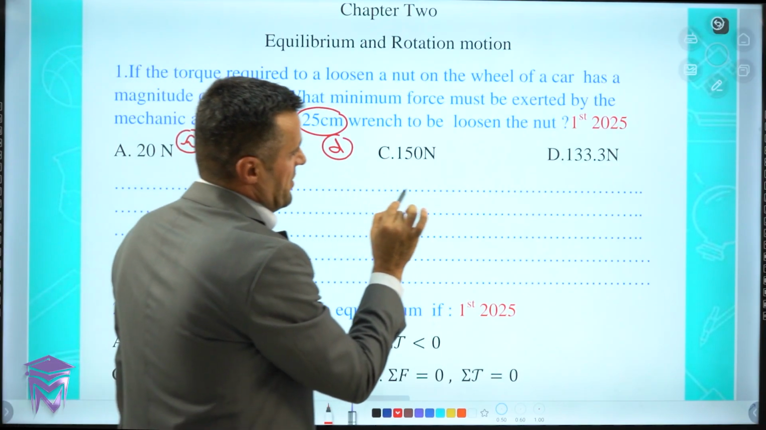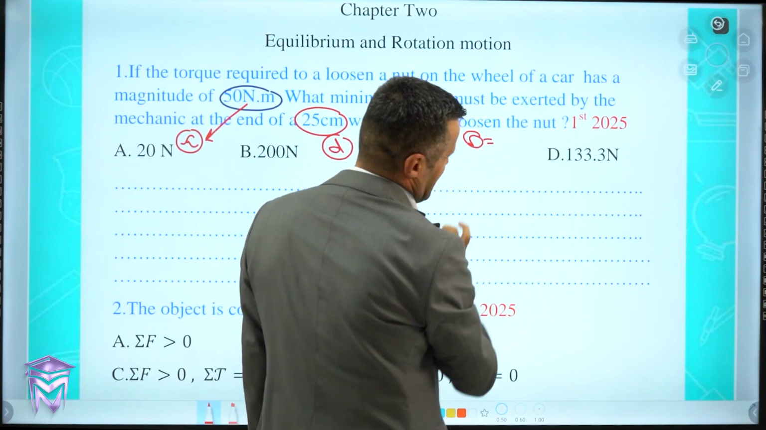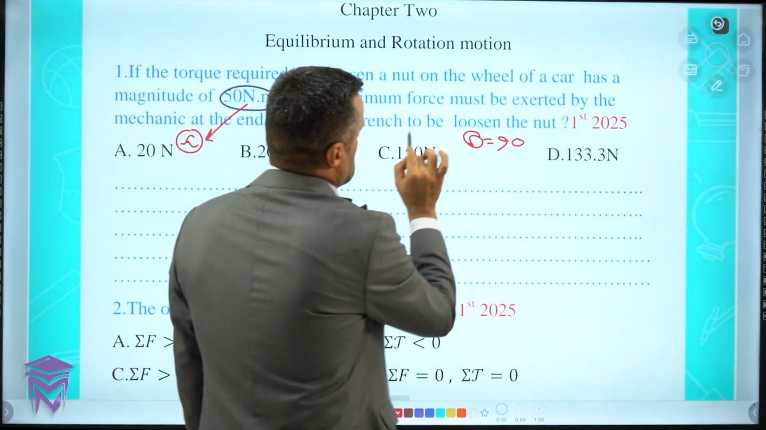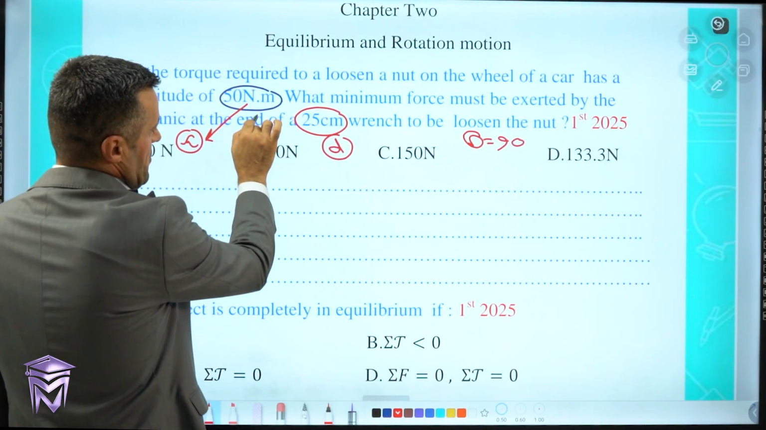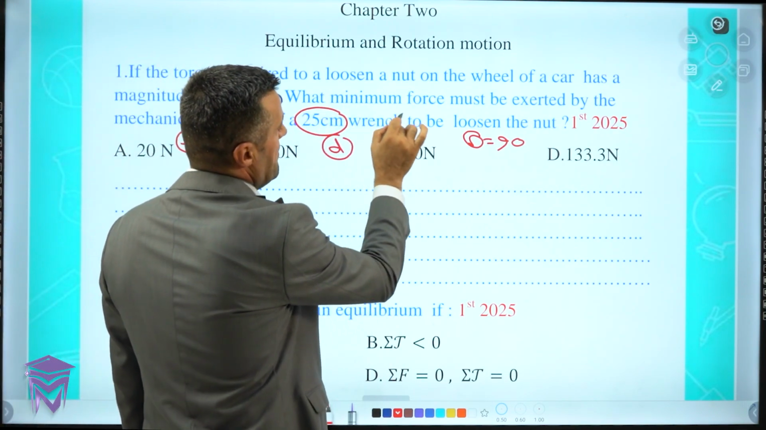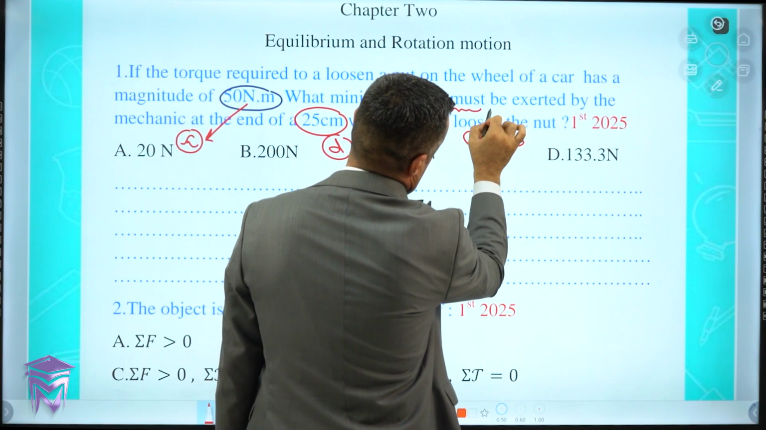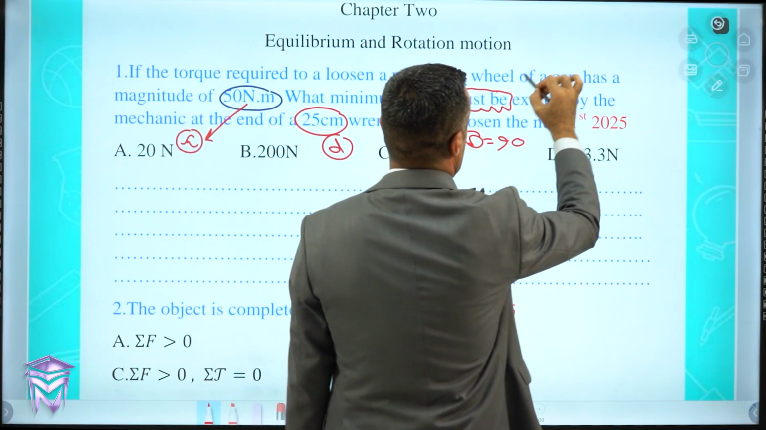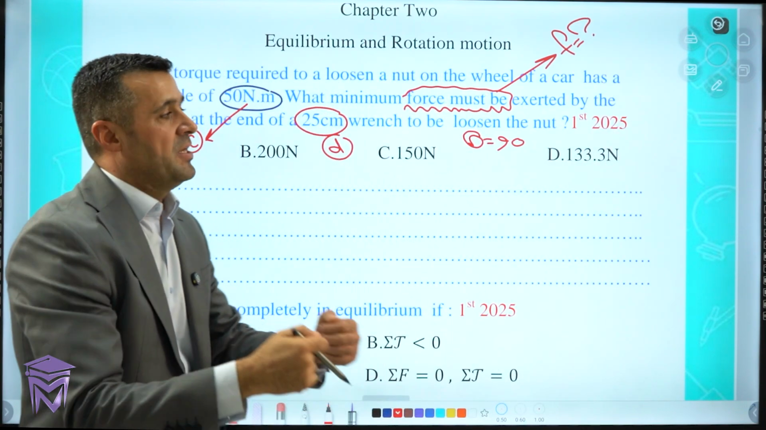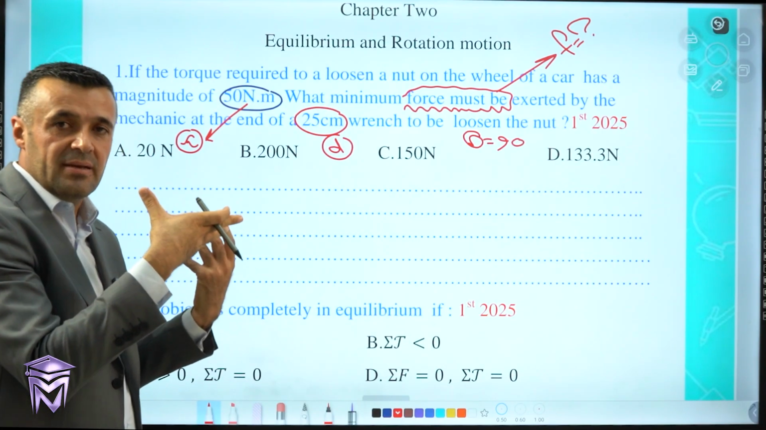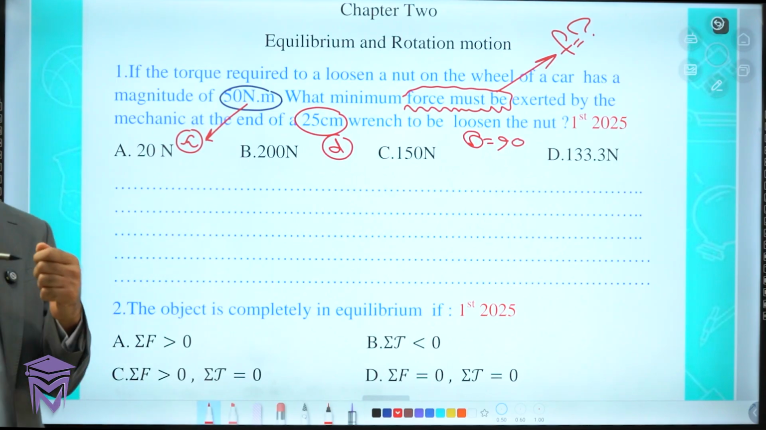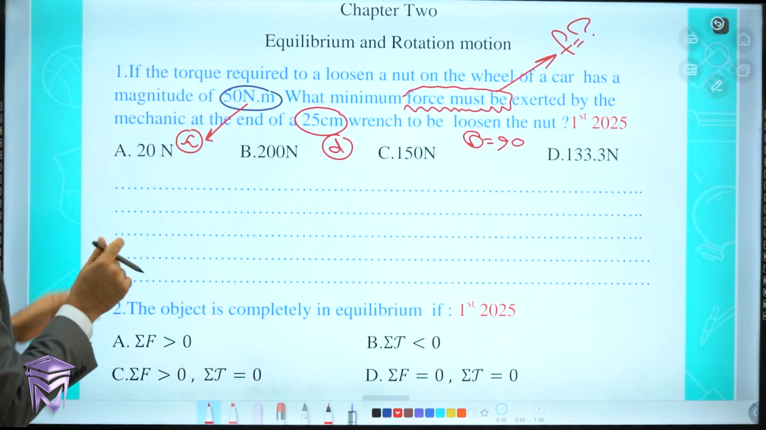So the angle between the axis of rotation and the force is 90 degrees. So we know that this amount is the torque. But what is the unknown quantity of this question? The minimum force that must be exerted. This is the unknown part of the question. We have to find the force needed to loosen a nut on the wheel of a car. At the beginning, we have to separate the known and unknown parts of the question.